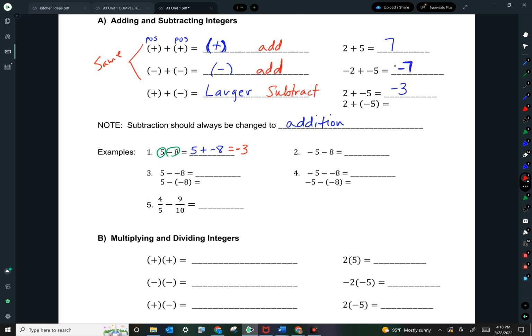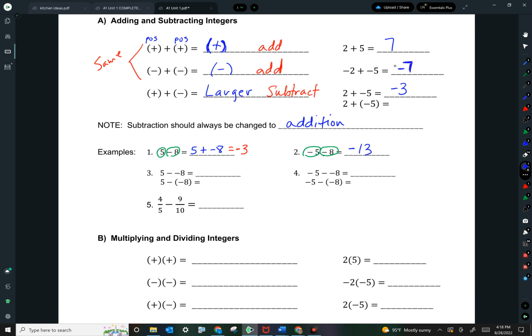Okay, I'm going to cross over here to number 2. Just like we talked about before, instead of rewriting it, I see a negative 5 and a negative 8. Since they're the same sign, I know I'm going to add them and get 13. And then because they're both negative, I know the answer is negative.